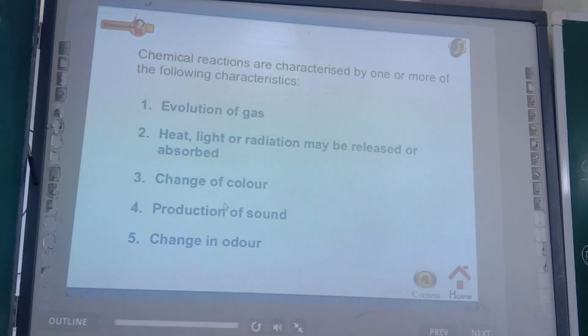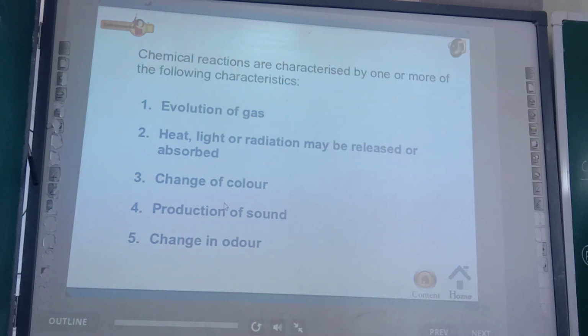This is the conclusion. Some of the important characteristics of chemical reactions which help us to check that a chemical reaction has taken place are evolution of gas, heat, light or radiation may be released or absorbed, change of color, production of sound, and change in odor. We will be discussing these characteristics with the help of some examples.